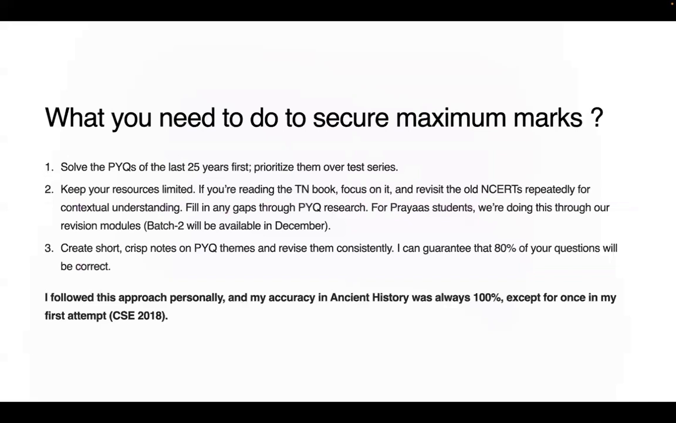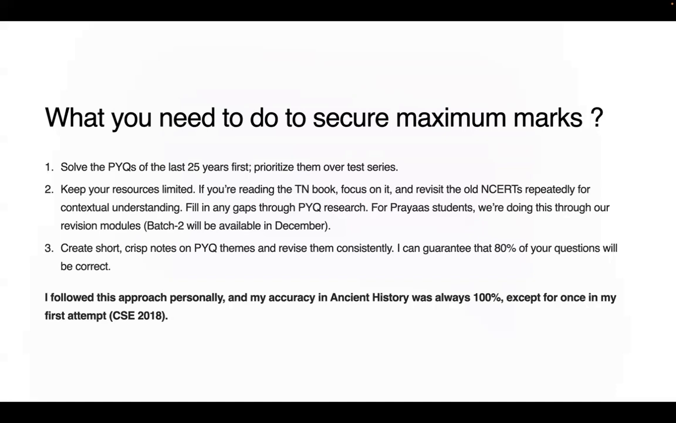What you need to do to secure maximum marks? Come to the point. The first is to solve the PYQs of the last 25 years first. This is very, very important in ancient history. And there are not lots of questions. How many questions will be there? 120, 140, 150? It's not something big. You can identify themes. These are the important things UPSC is asking again and again. There is a clear pattern visible.